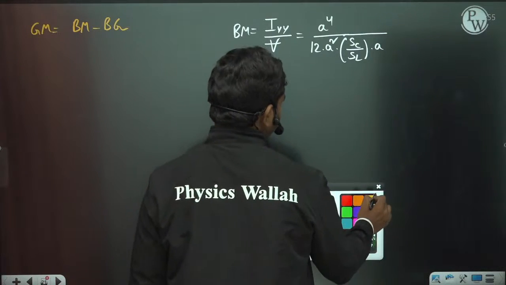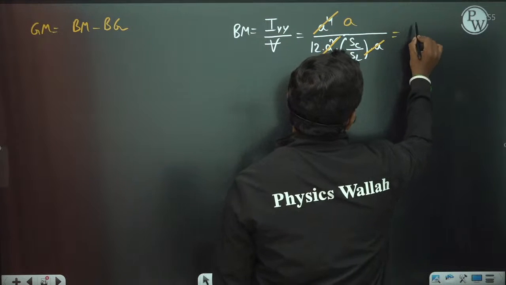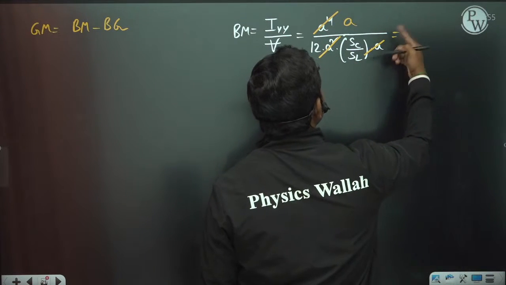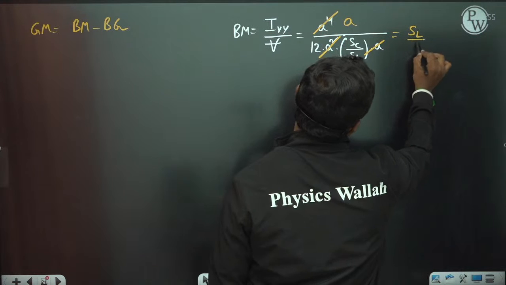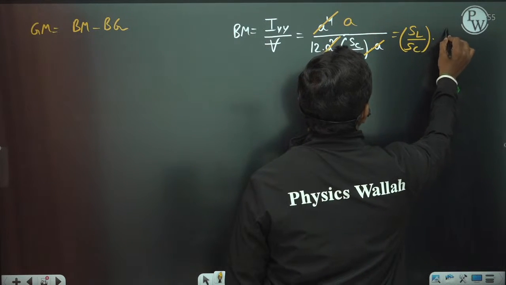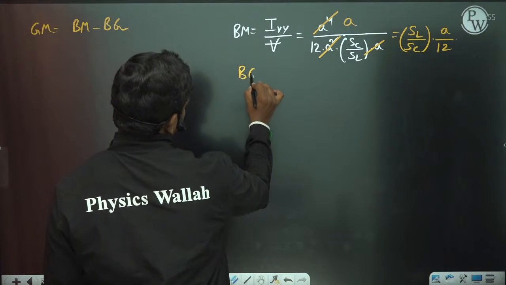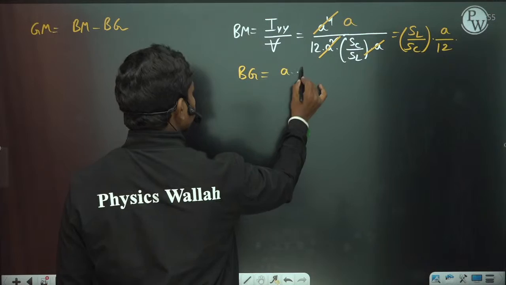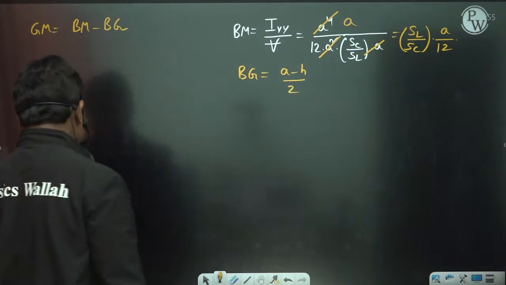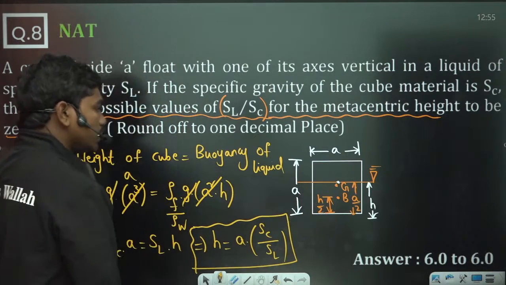If you simplify this, A square and A cancel, so we can write SL by SC times A by 12. Okay, so this is A by 12. And what about BG? BG is A minus H by 2, because if you see from this base, this is at A by 2 and this is at H by 2, so the difference between them is A minus H by 2.